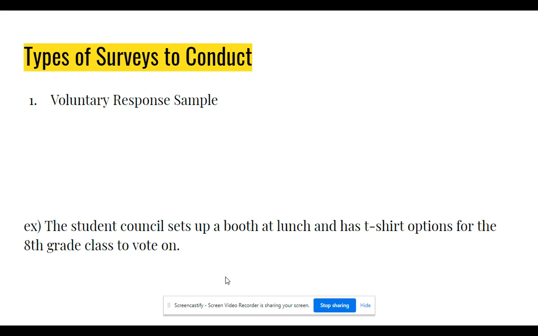Just jot some answers down. Okay, then what are some cons? What are some bad things about only asking for volunteers?